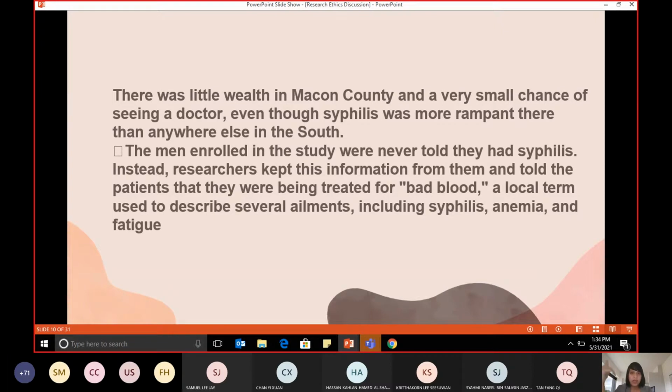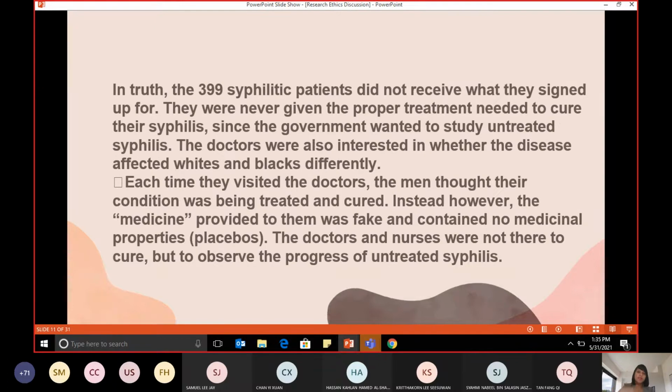And then number three, they promised the participants to be provided medical care after the study, but they did not do that. They were just lying for their own benefits. So then what happened was the 399 syphilitic patients did not receive what they signed up for. Proper treatments were not given.